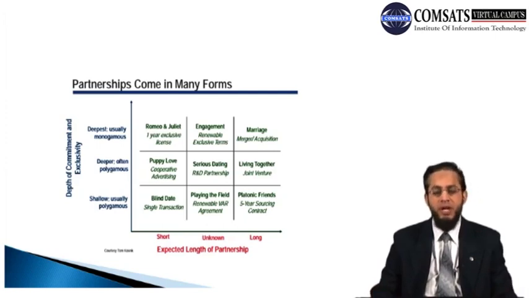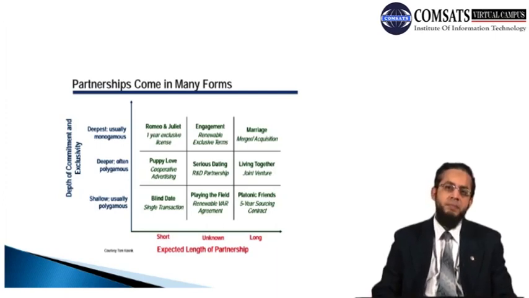Right above the unknown is playing the field, which is a renewable VAR, value-added renewables agreement, and then serious dating, which is an R&D partnership, research and development partnership, and then engagement renewable, which is exclusive terms. And then on the long side is platonic friends, which is a 5-year sourcing contract. And right above it is living together, which is a joint venture. And even above that is marriage, which is merger and acquisition, basically.